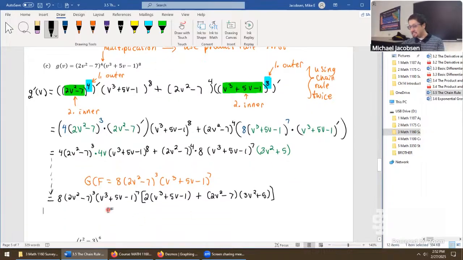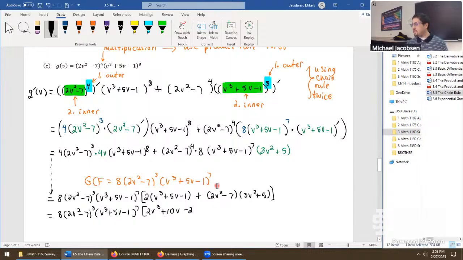The downside of this is once you start simplifying a little bit, you'll notice this can go on for some time, right? Because all of that simplifies next. Let's work on the final simplification of this. I'm copying all the way to the bracket right here. 8, 2v squared minus 7 cubed, v cubed plus 5v minus 1 to the 7th power. Now over here, 2 distributes in, so 2v cubed plus 10v minus 2.